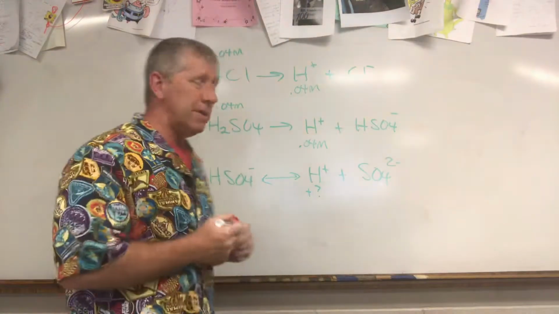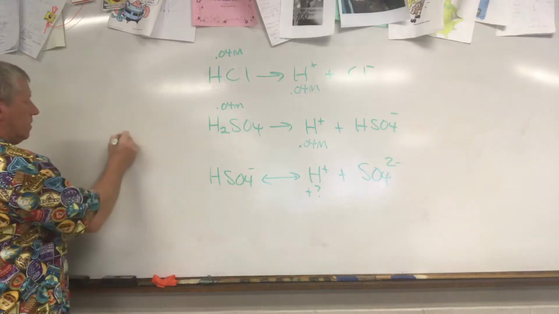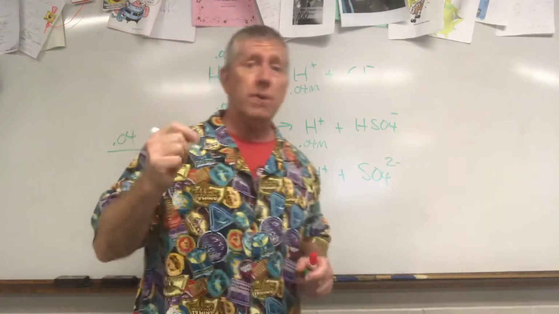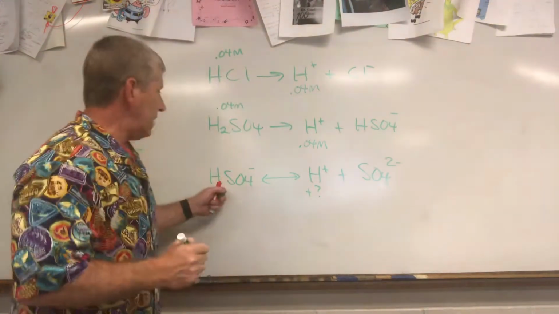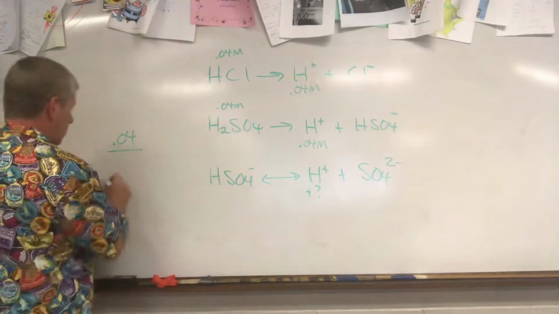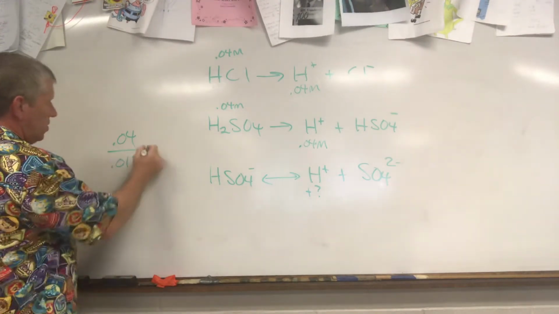Remember the rule of 100? You take the initial concentration, 0.04, and you divide it by the K value of the weak acid. This is a weak acid. Its K value is 1.3 times 10 to the negative 2, which is 0.013. Same thing. You divide those.